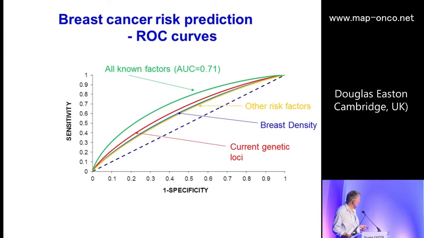And you can sort of illustrate that. This is an ROC curve illustrating the idea. So this red line is the ROC curve that you get with the current genetic loci. It's better than the other risk factors. It's a bit better than breast density. But the real gain is putting them all together. And then you can get up to quite reasonable predictions with an area under the curve a bit better than 0.7.